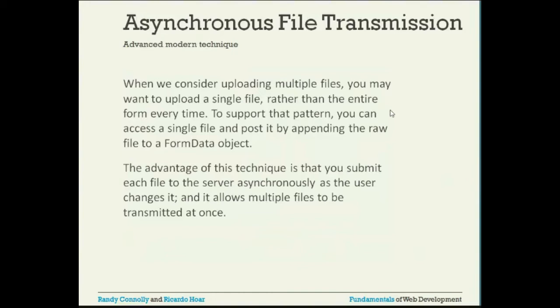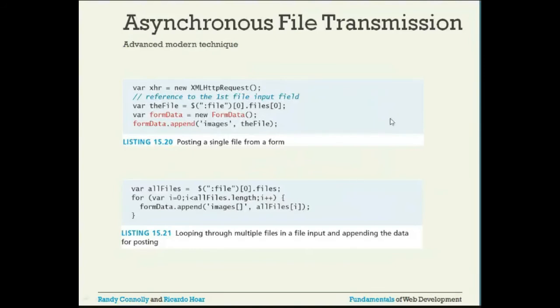We'll see the code example. This will allow us to loop through those files and asynchronously send them. This is the example of posting a single file. We create an XMLHttpRequest, XHR, that is the object stored here. Then we reference the first file, which is stored in the file input. This is the file, and file[0], the 0th index, shows the first file.